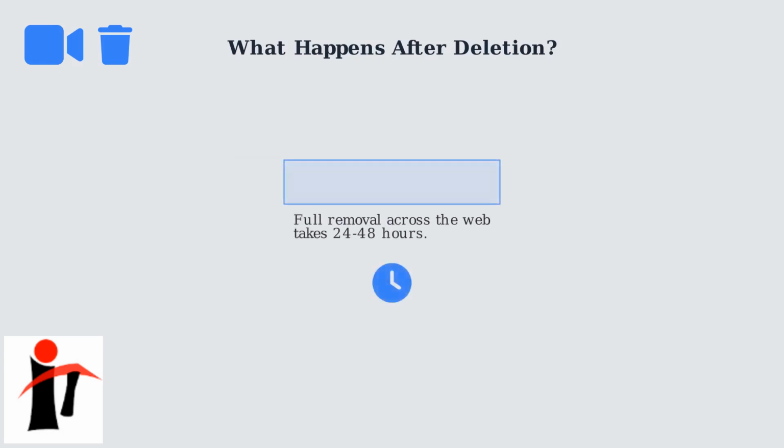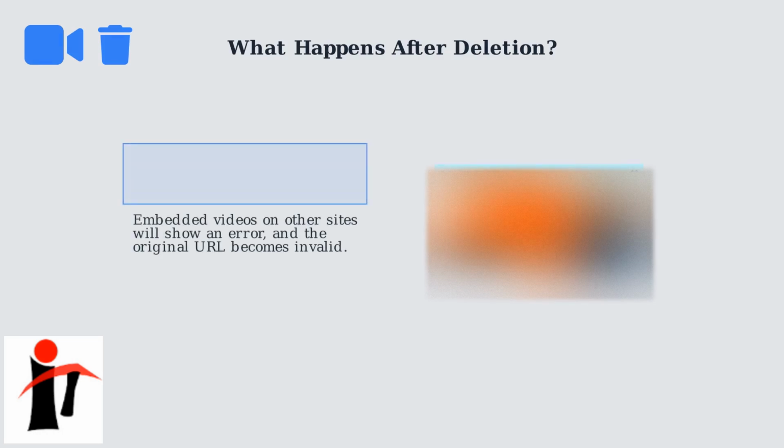However, full removal across the entire web may take 24 to 48 hours. During this time, search engines and other sites might still show cached versions until they update their indexes. If the video was embedded on other websites or blogs, those embeds will display an error message instead of the video. The original video URL also becomes invalid, preventing any direct access.